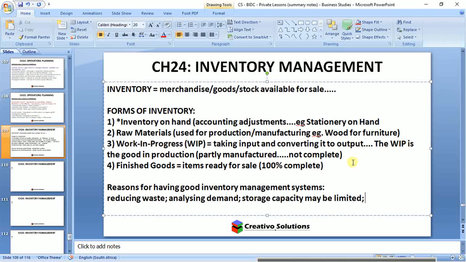But what happens if you buy too much and now you can't store it? What are you going to have to do? You're going to have to pay for more space, rent more space. And that obviously adds more costs to the business if you weren't wanting to hold so much stock.